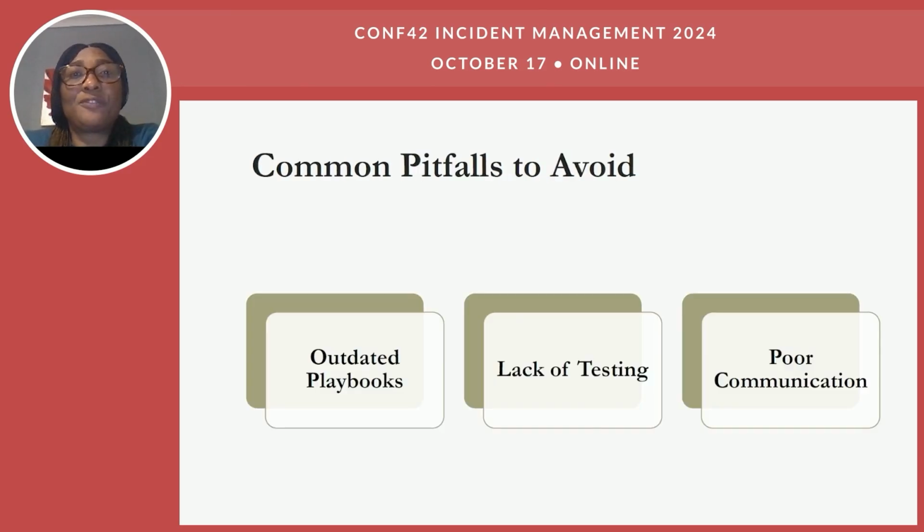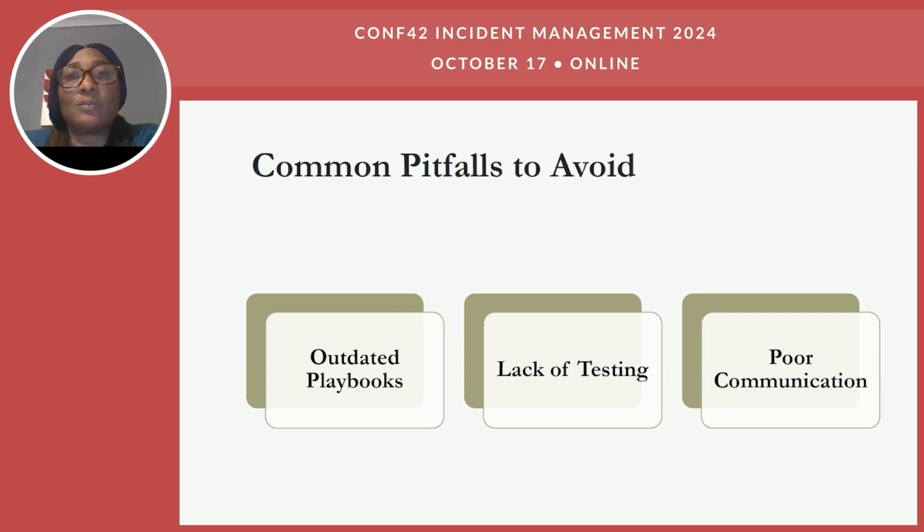Then we have common pitfalls to avoid. One is an outdated playbook. Due to the evolving nature of technology, the cyber actors or threat actors also keep improving their tactics on how to get into our system and steal valuable information. So organizations need to ensure that their playbooks are updated and also up to the current security trend.